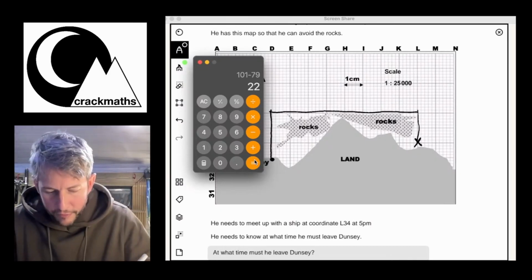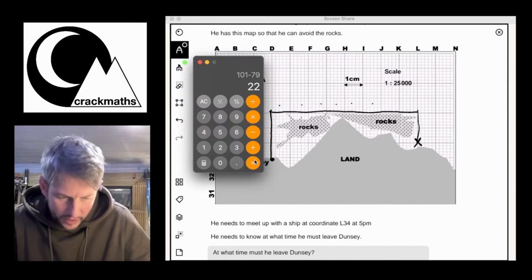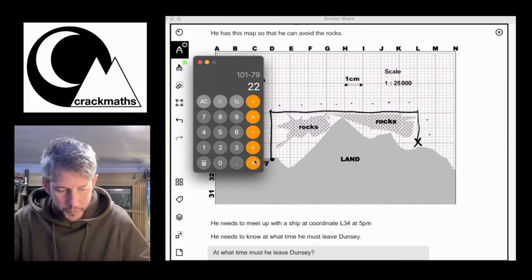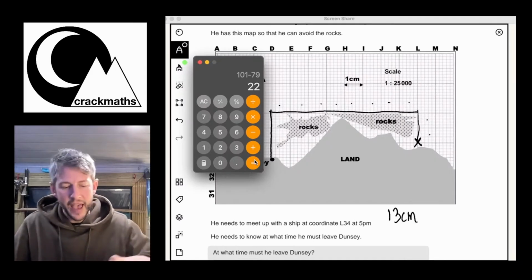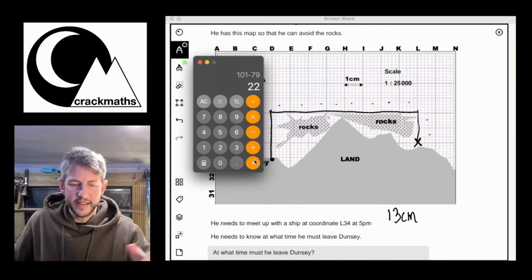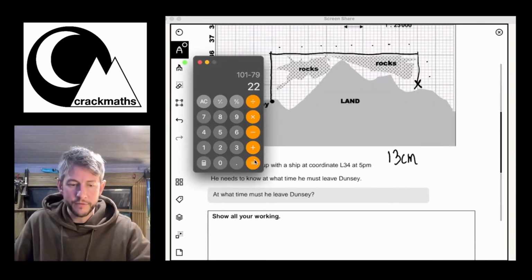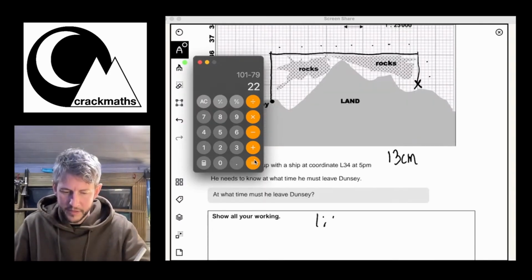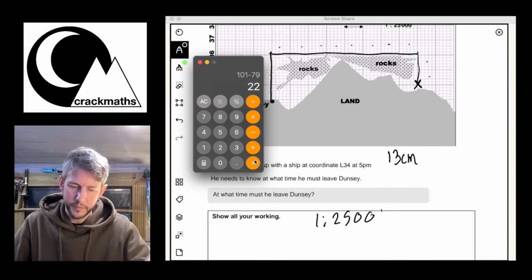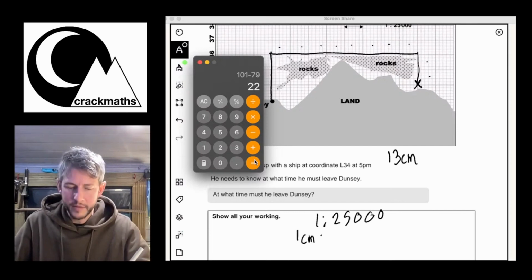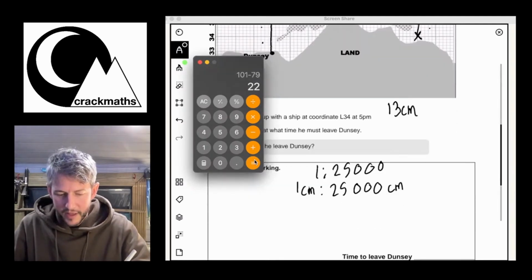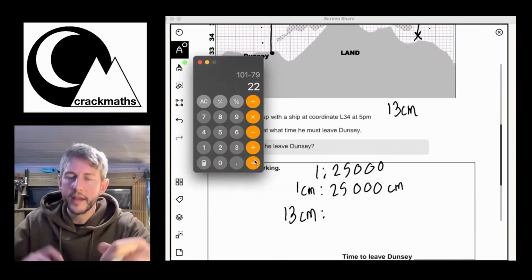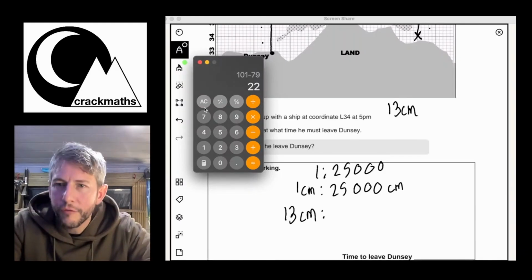This is 1, 2, 3, 4, 5, 6, 7, 8, 10, 11, 12, 13. So our journey is 13 centimetres, okay? And our scale is 1 to 2,500. So 1 to 2,500 means 1 centimetre to 2,500 centimetres. Okay? So in our case, that means 13 centimetres. Okay? And let's work out how far that is.